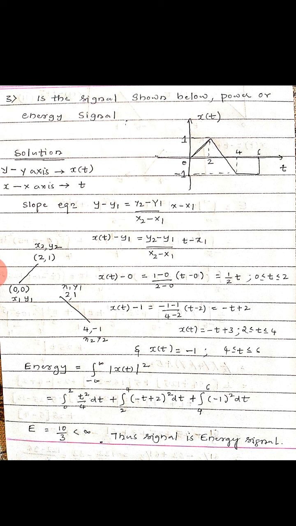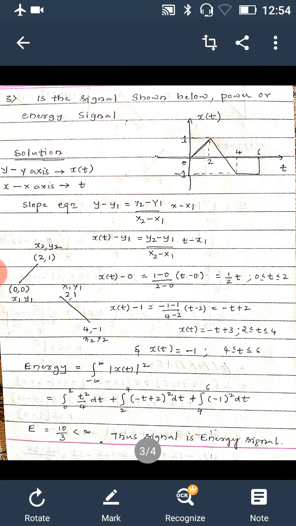So now again we have different slopes here. The signal x of t has some value between 0 to 2, and from 2 to 4 the x of t has a different value, so some slopes are there, and from 4 to 6 the signal has a constant value, that is -1. So for the interval 4 to 6 we have the constant value -1, but now we have to calculate what the signal x of t is between 0 to 2 and 2 to 4.